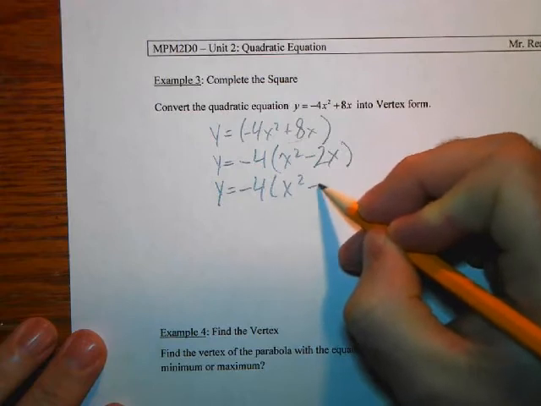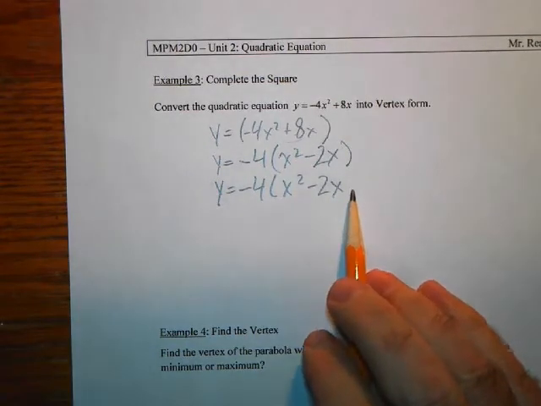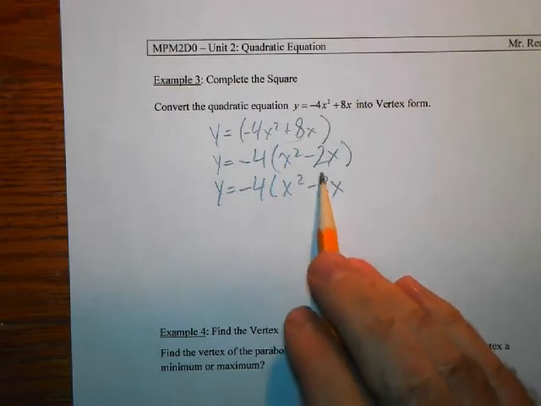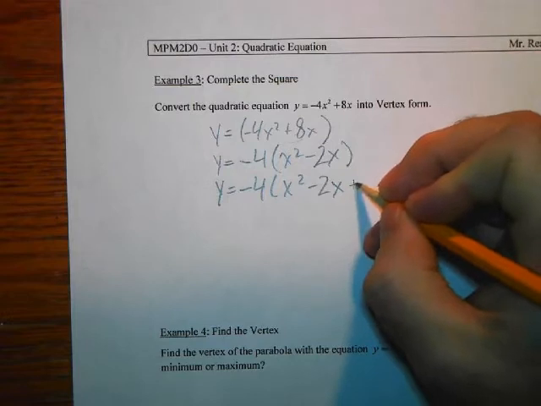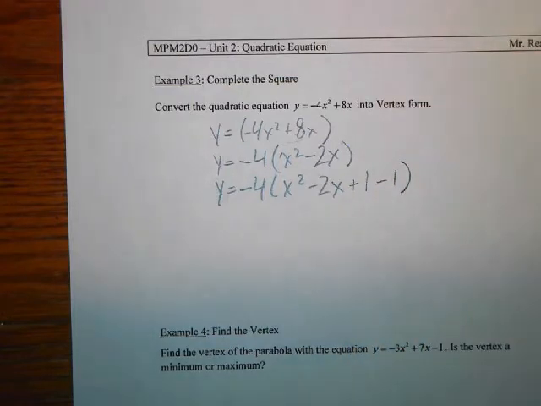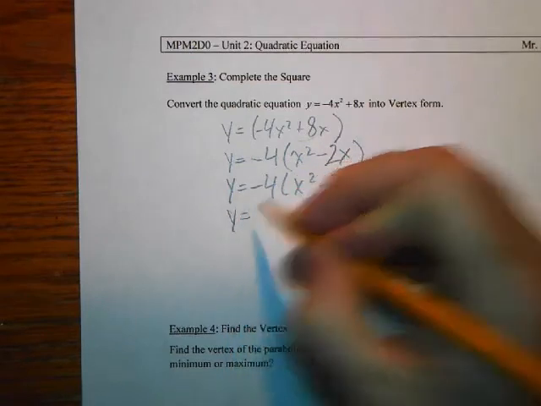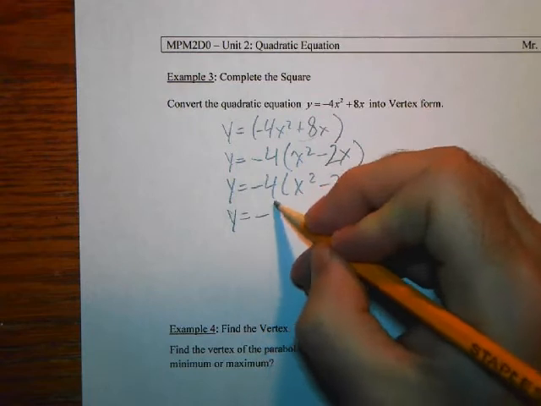So I've got x squared minus 2x. So what number do I need to complete the square? Half of that number squared. So half of that number is negative 1. Negative 1 squared is positive 1. So we add 1 and subtract 1. Okay, and now we take the garbage out. We want to take the minus 1 outside the brackets.